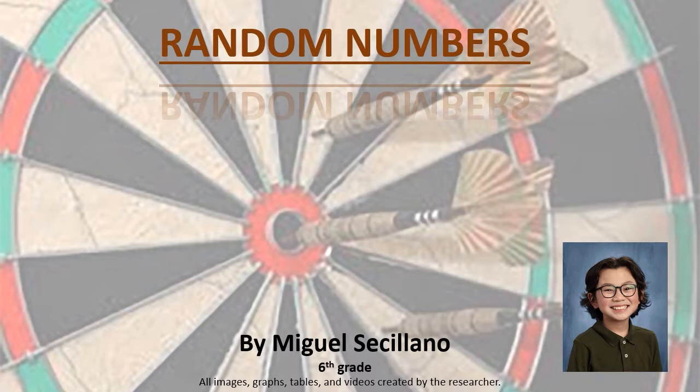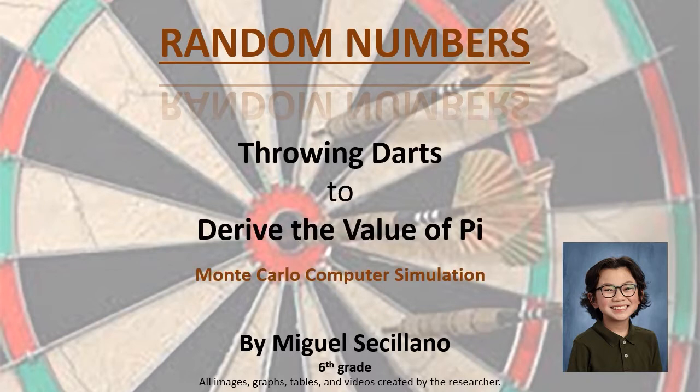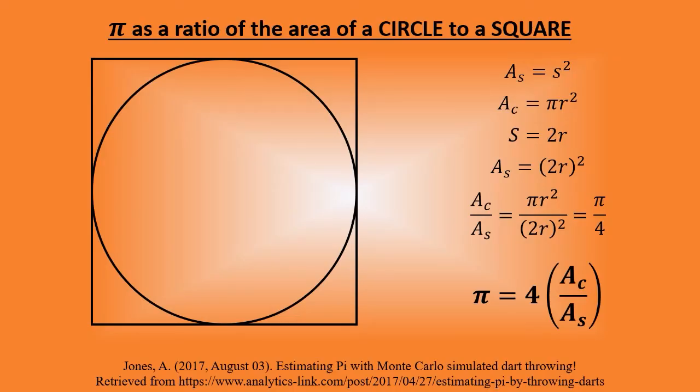My project is about throwing darts to derive the value of pi using a Monte Carlo computer simulation. About a year ago, I read a paper by A. Jones entitled Estimating Pi with Monte Carlo's Simulated Dart Throwing. It intrigued me, so I decided to use the concept for my science fair project.